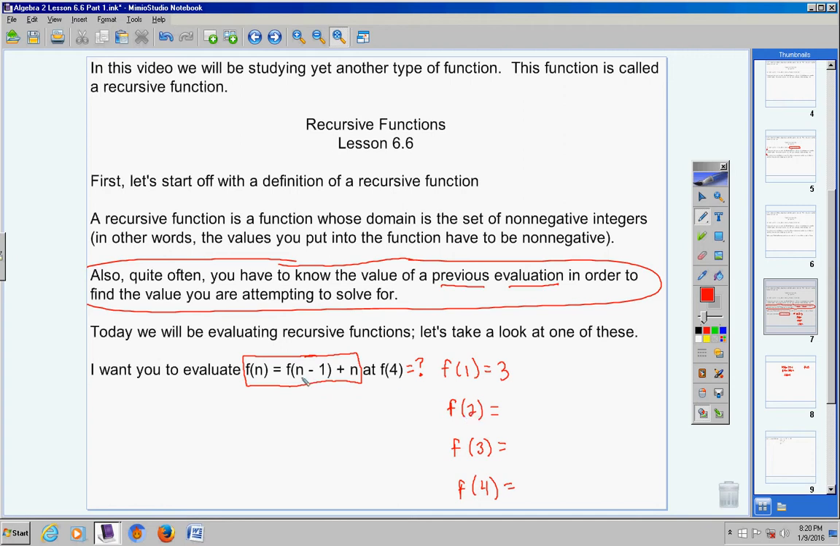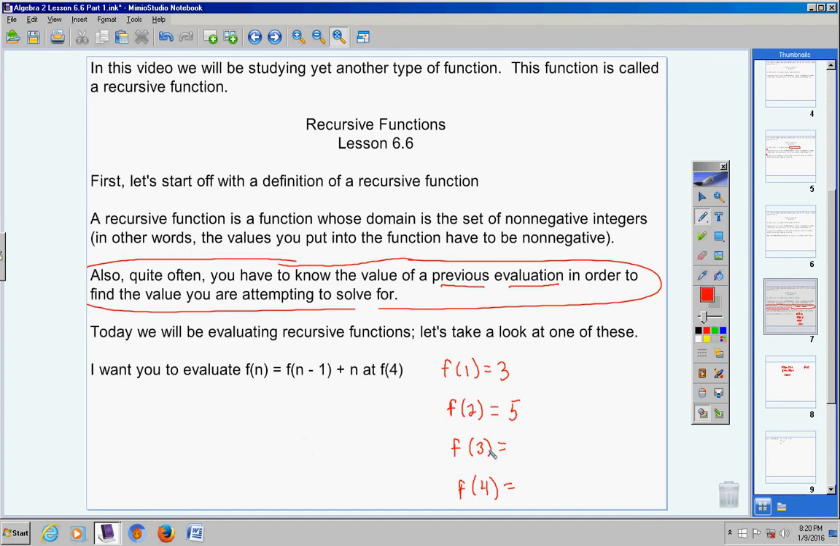That means I'm going to substitute 2 in for n. So here's my n, substitute 2. Here's my n, substitute 2. 2 minus 1 is 1. So I have f of 1 plus 2. Now this is good. What does f of 1 equal? 3. So what can I put for f of 1 right here? 3. What's 3 plus 2? 5. There, we did it. We substituted 2 in, and we got out a value. So that's good. Let's move on now to f of what?